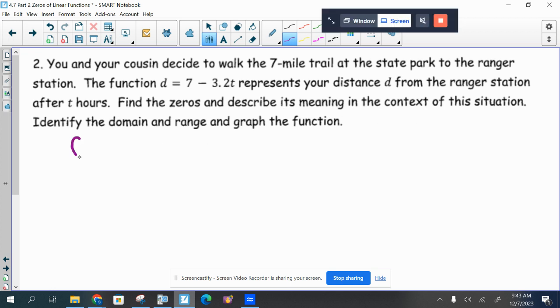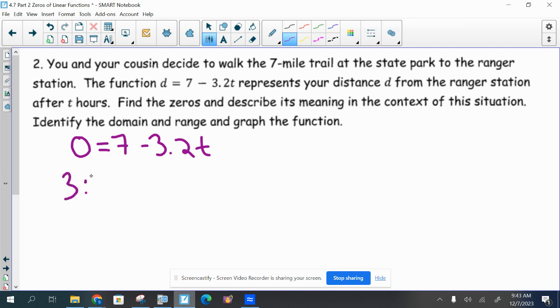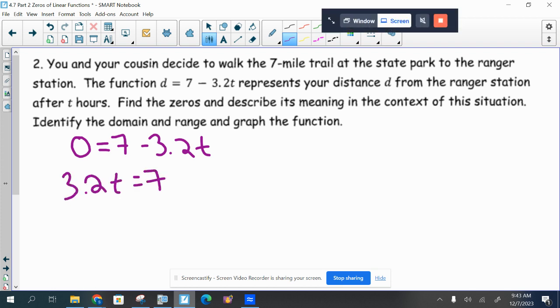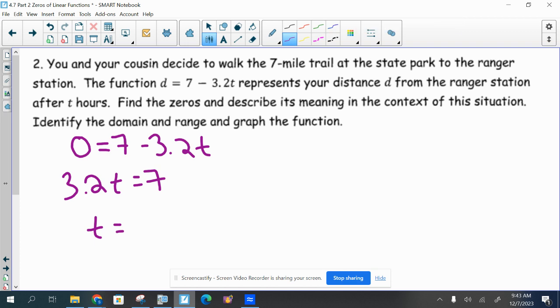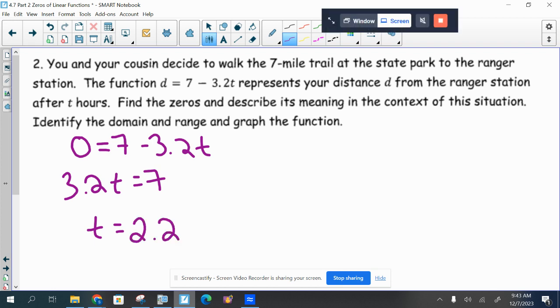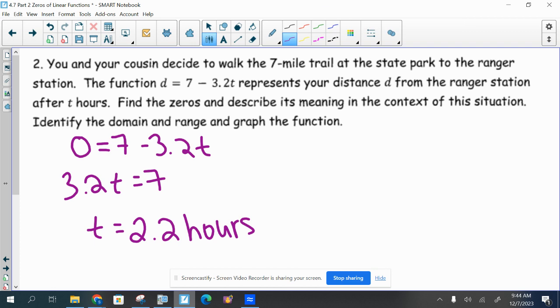Okay, so let's do the same thing. Set d equal to 0. Add the negative term over. 3.2t equals 7. And find 7 divided by 3.2. Sammy? So let's do 2.2. 2.2 hours, which would mean it takes 2.2 hours for you to hike the 7-mile trail.